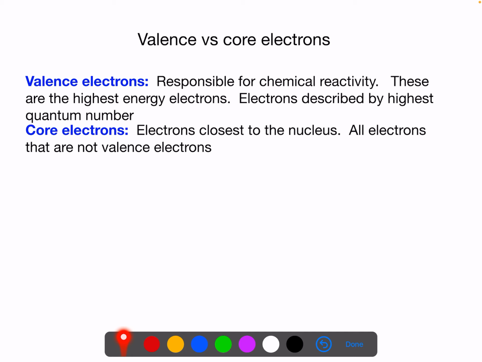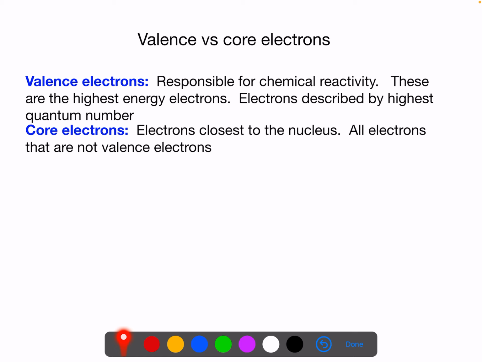So a couple other things we want to point out about our electron configurations. One of the most important differentiations we can make is between 2 types of electrons, valence electrons and core electrons. The reason we make this distinction is that valence electrons are responsible for all of chemical reactivity. So it's going to be really important from here on out in chemistry to understand how many valence electrons are present in a given molecule.